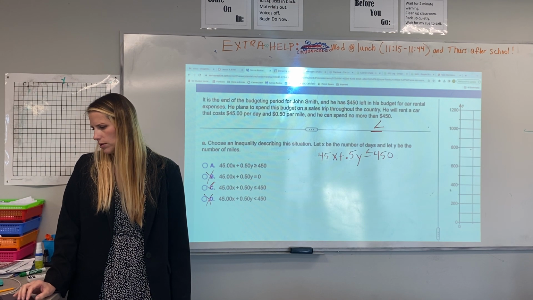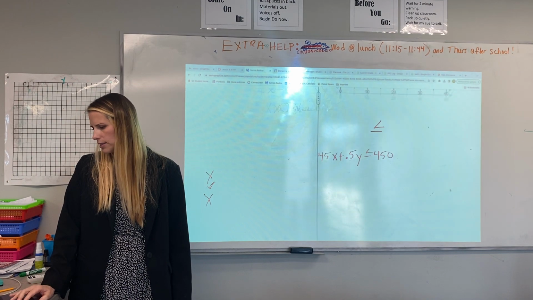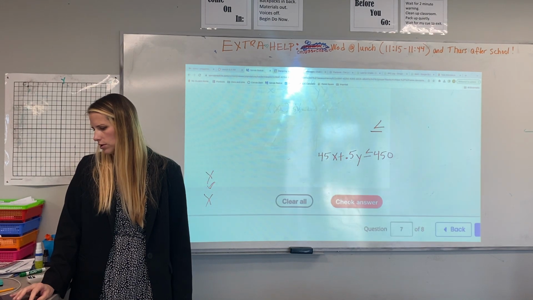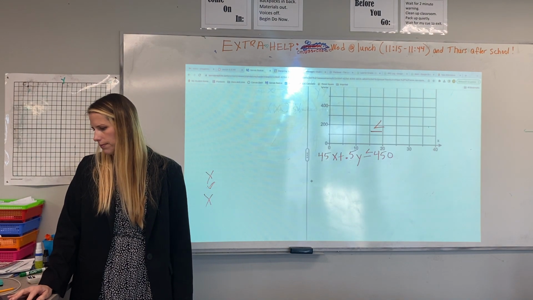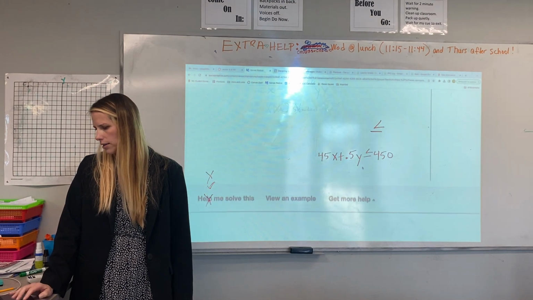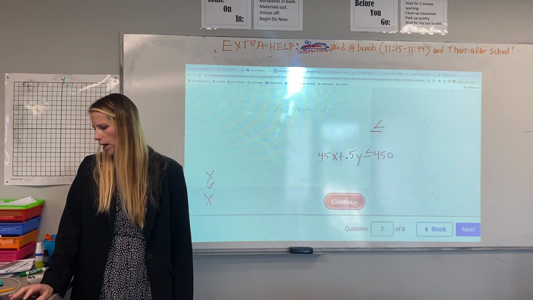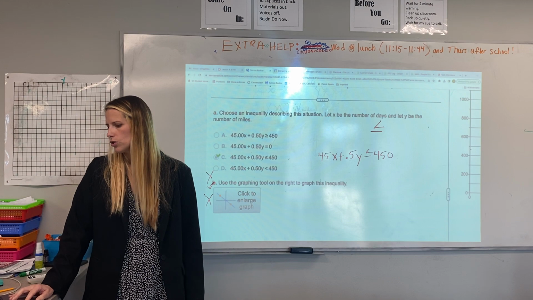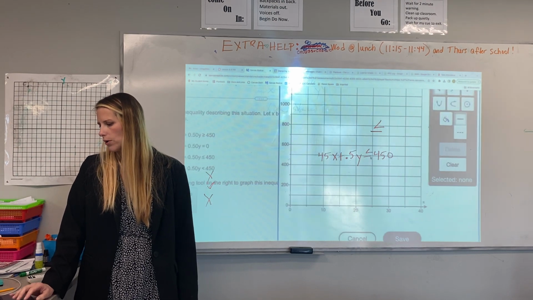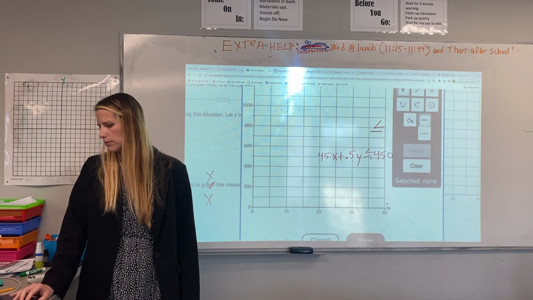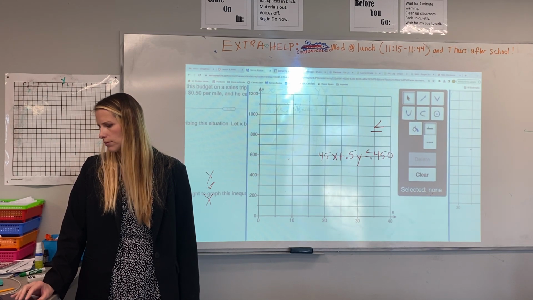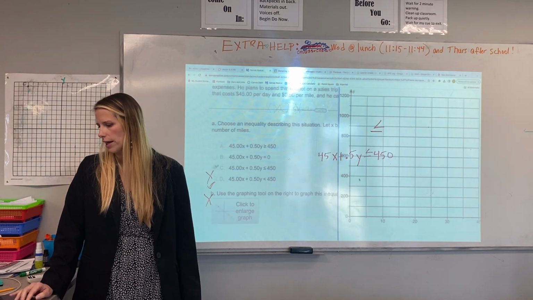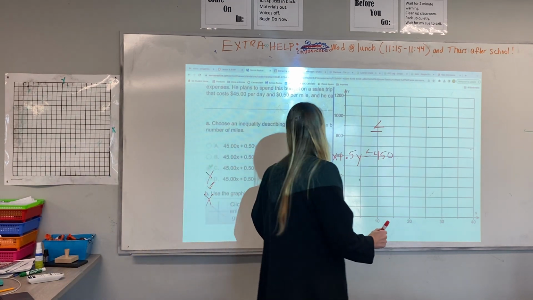I'm just listening. Okay, does it tell me to graph? I have to choose one first, and then after that you press continue. Oh, you don't have to graph? You do have to graph. Okay, now it says use the graphing tool on the right to graph this inequality. I know your computer's being really frustrating right now. I thought I was going to have to solve it for something.